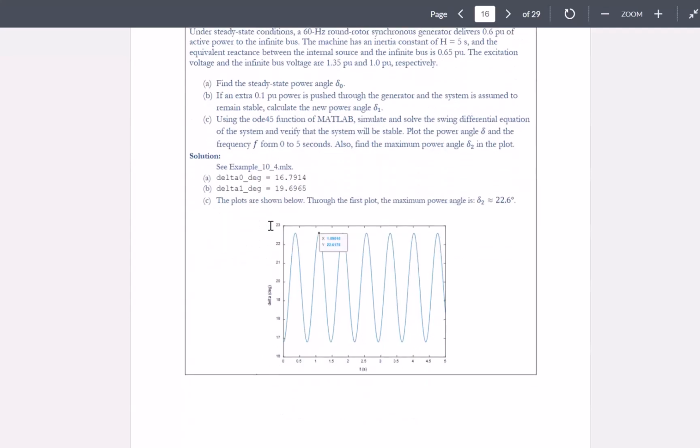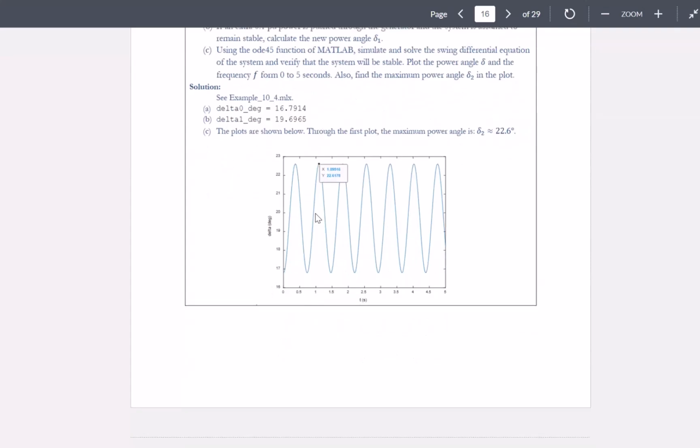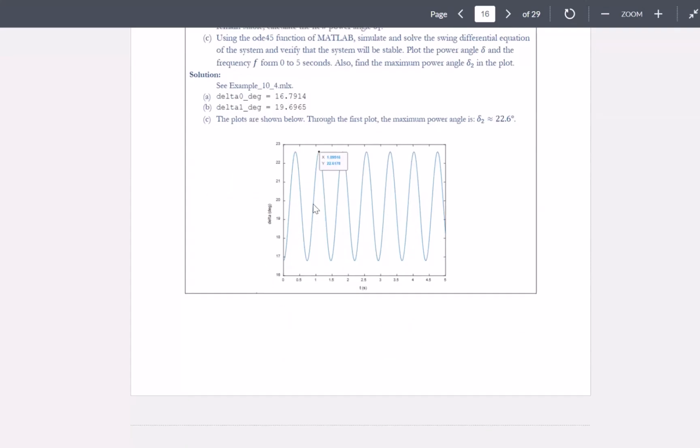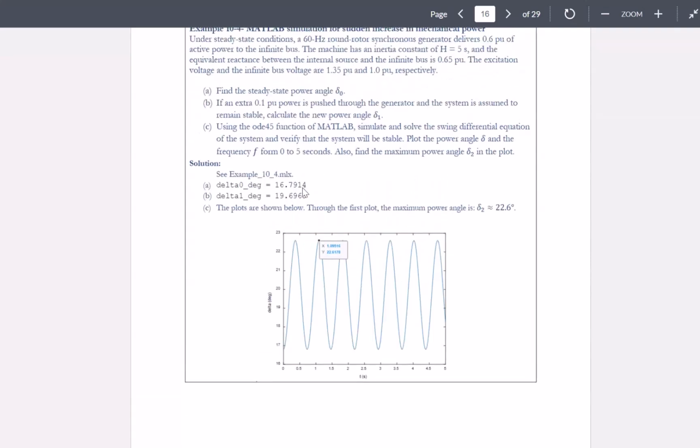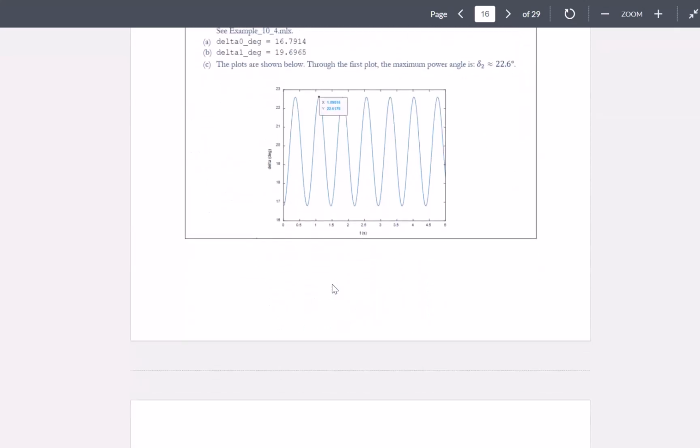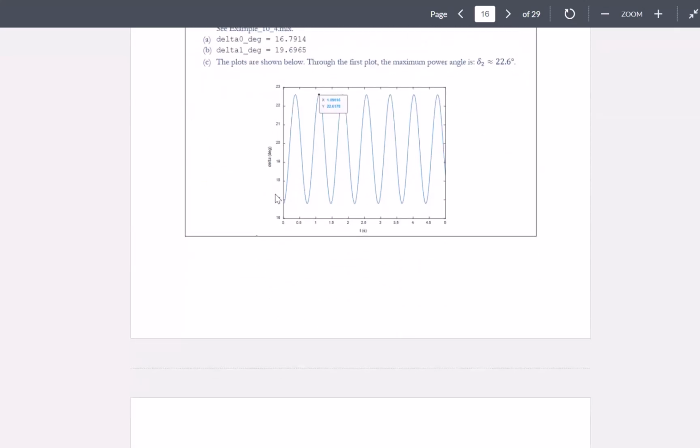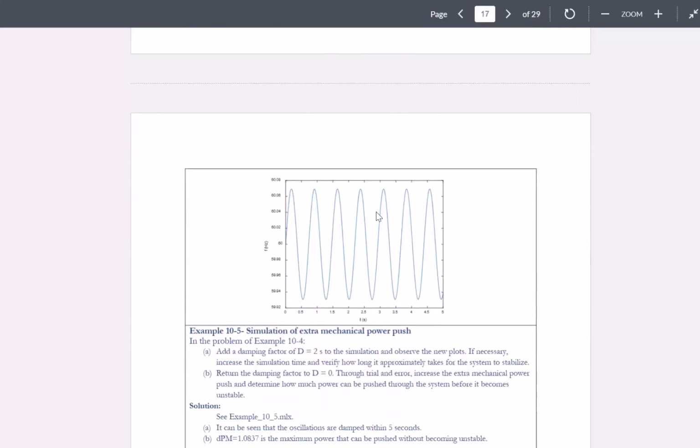And I have also simulated the system using the ODE function of MATLAB, which is a function that solves differential equations for the purpose of simulations. So it shows the changes of the system over time. And the plot has been shown here using that ODE function that has been shown in this example 10.4 script. So these are the changes of delta, as you can see, and the changes of frequency, as you can see.